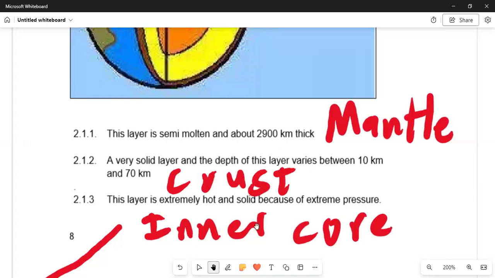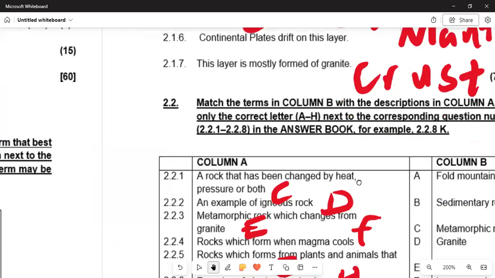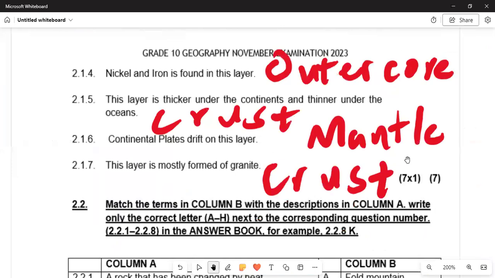All right, moving on, let us understand that this is important: nickel and iron is found in this layer. Where is it found? It is found in the outer core. And then in 2.1.5, this is thicker under the continents and thinner under the ocean. It is called the crust. So we are saying, in comparison, it is thicker under the continents and thinner under the ocean. So we know that it is the crust.